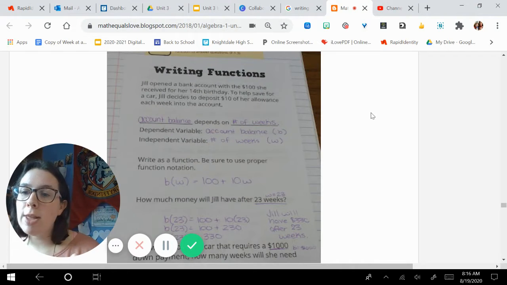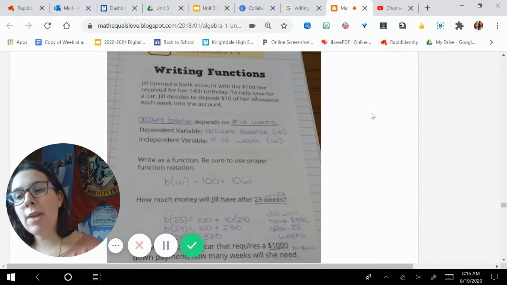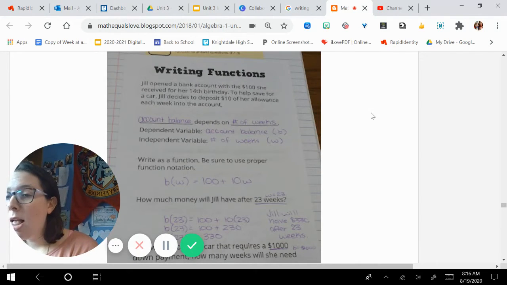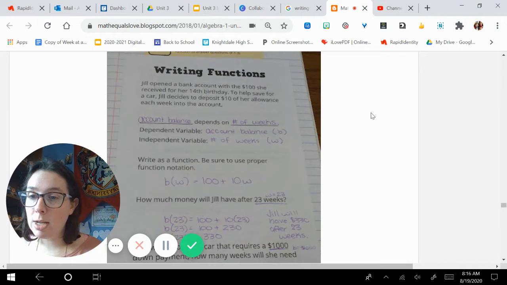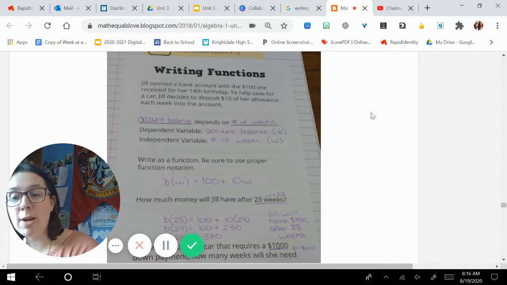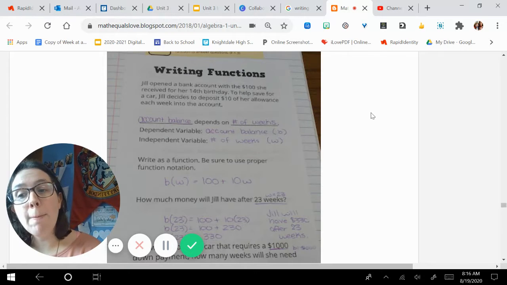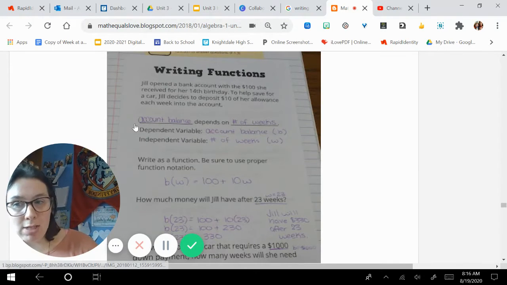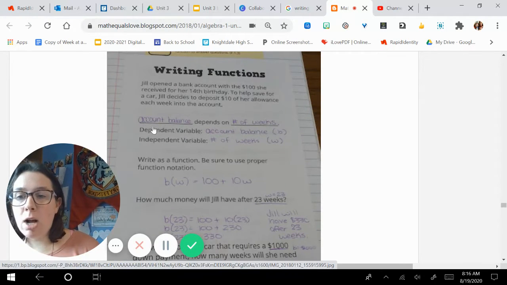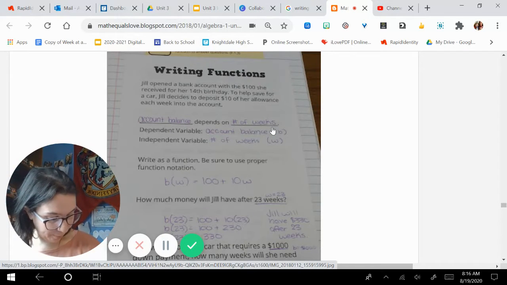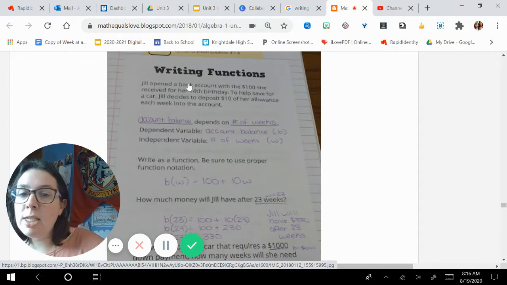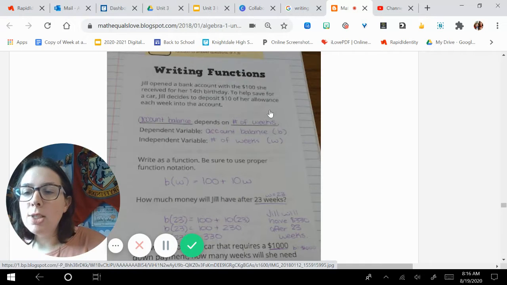So what are our two things that we're talking about here? I see money, and then we talk about weeks. So what depends on the other? Does the amount of money that she has depend on the week it is, or does the week depend on how much money she has? Obviously, her money or her account balance depends on the number of weeks that have passed by. Okay, so money depends on weeks. So now we can determine our dependent and independent variable.